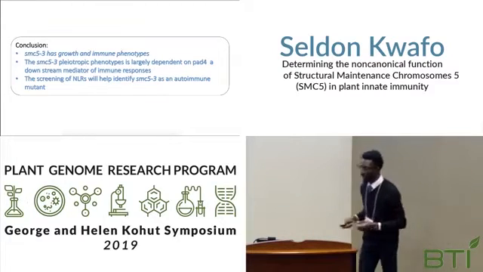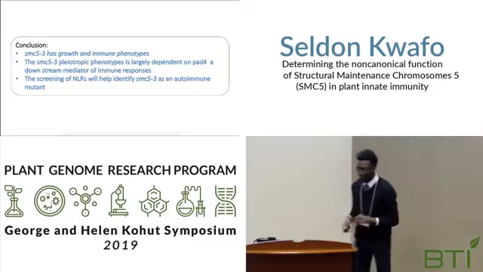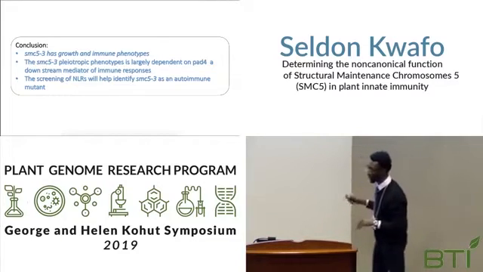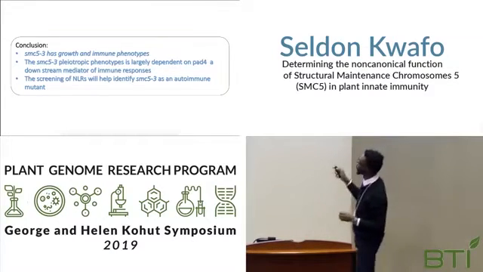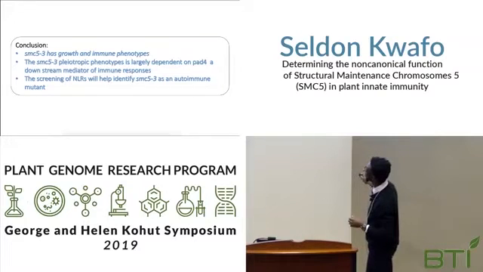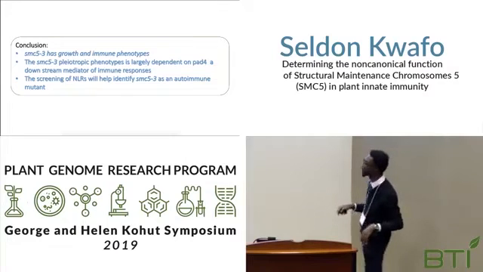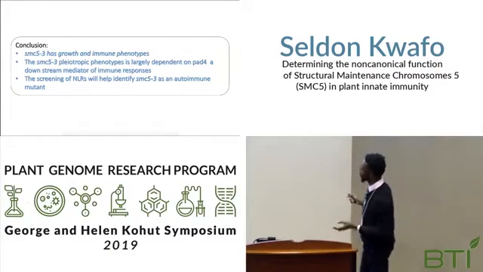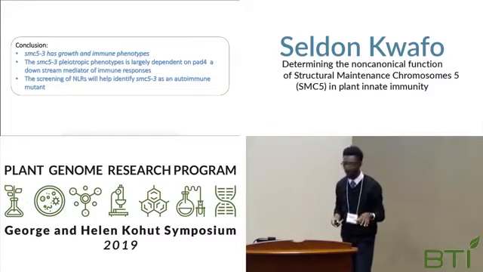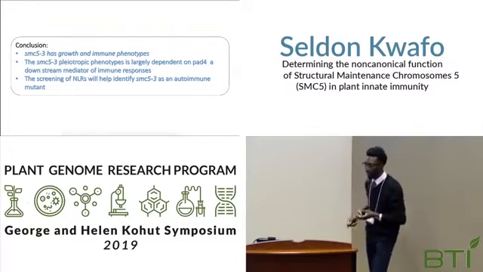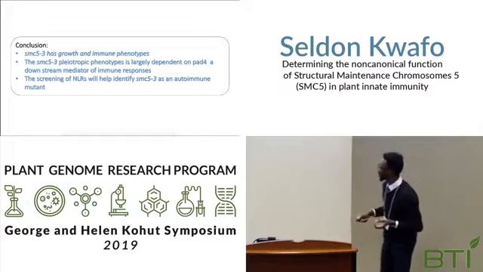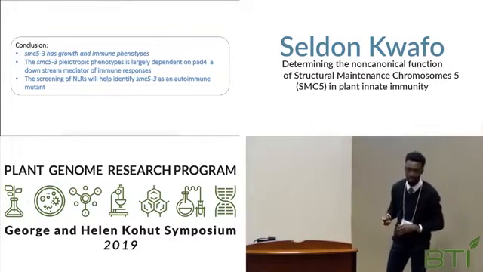So autoimmune mutants with constitutive defense responses often have reduced plant growth, as we saw in the SMC5 mutant compared to our wild type. So as we can see here, the SMC5 mutant has a growth and immune phenotype, and we notice that the SMC5 mutant has pleiotropic phenotypes that are largely dependent on PAD4, which is a downstream mediator of immune responses. And through screening, we will be able to identify which NLRs are responsible for the growth and immune phenotype seen in the SMC5 mutant, and observing protein localization will bring us closer to understanding the role of SMC5 in plant innate immunity. Thank you.